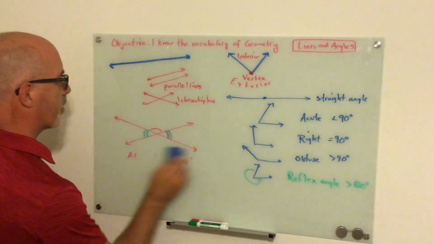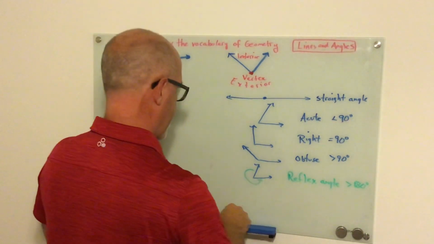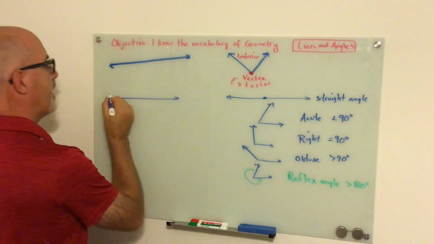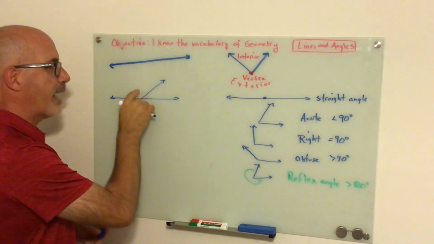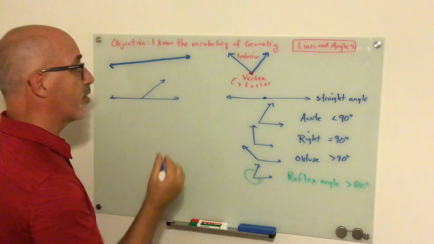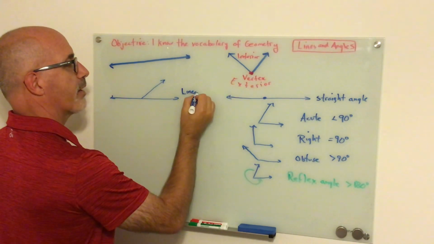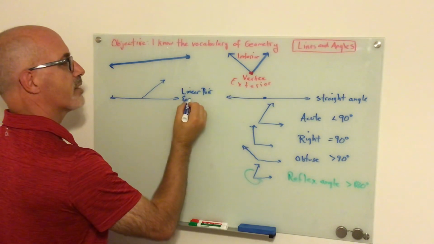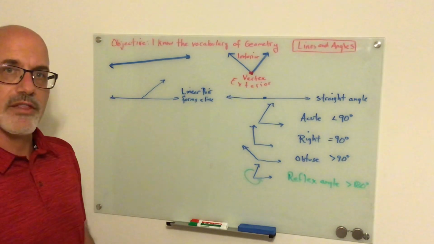Okay, so I'm going to get rid of this here. And if I draw a line here and I have two angles together, these two angles are not only adjacent, but they also add up to 180 degrees. That's called a linear pair. A linear pair forms a line when you put the two angles together.